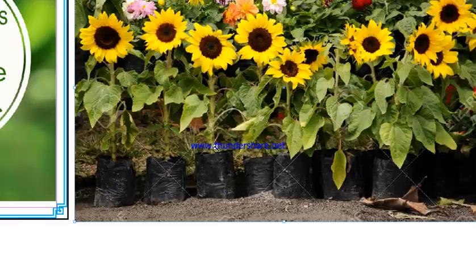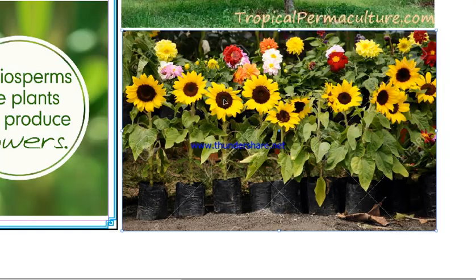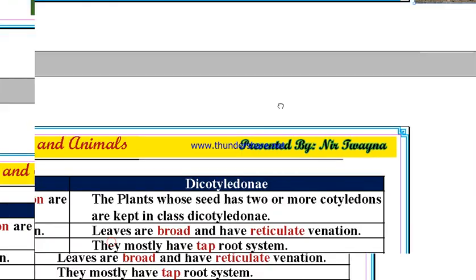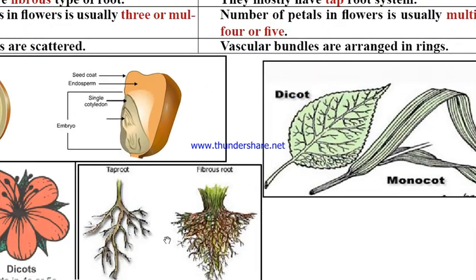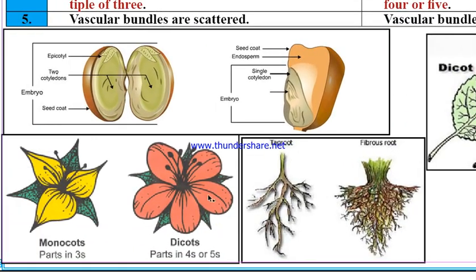Confusion cleared? That's why the number of petals seems to be more than 10, but each flower has only 4 petals. You can see this diagram also. Monocots have only 3 petals. Dicots have 4 or 5 petals.